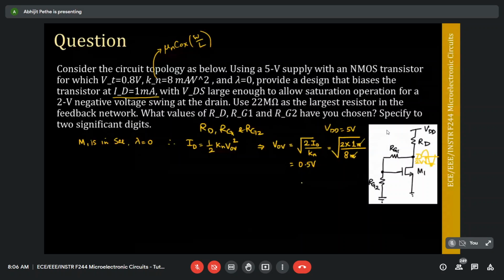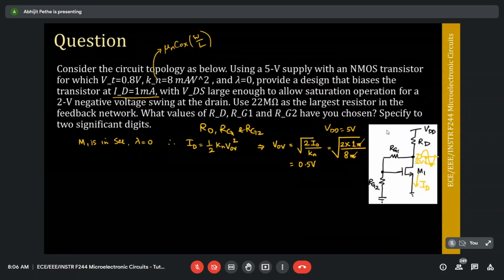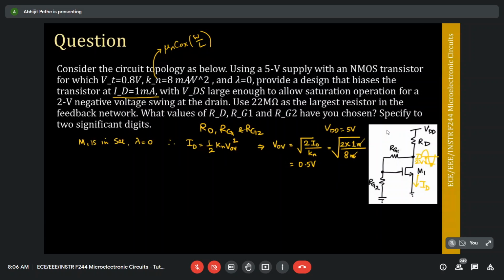Which means that if I need to support a 1 milliamp saturation current through M1, I need to ensure that my overdrive is half a volt. So if my overdrive is half a volt, what is VGS equal to?